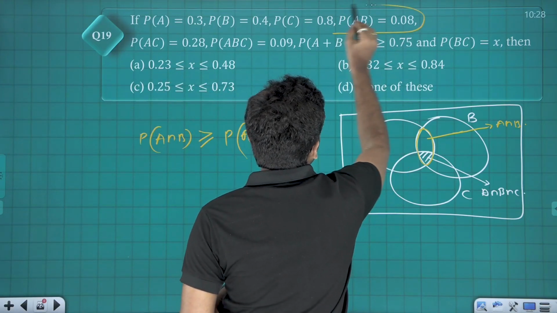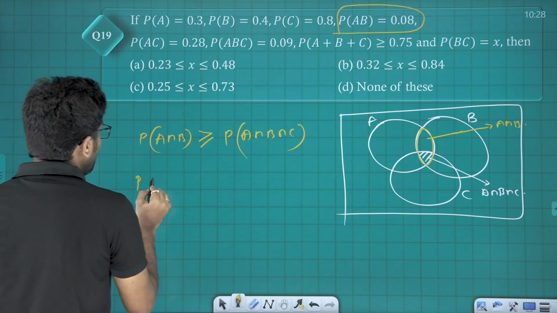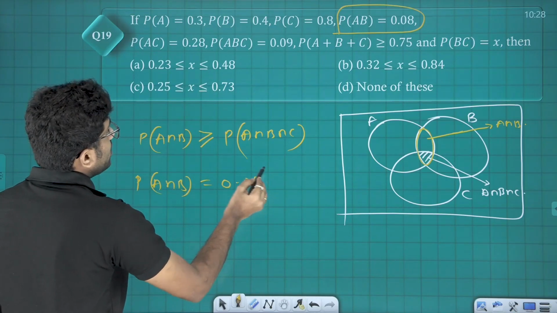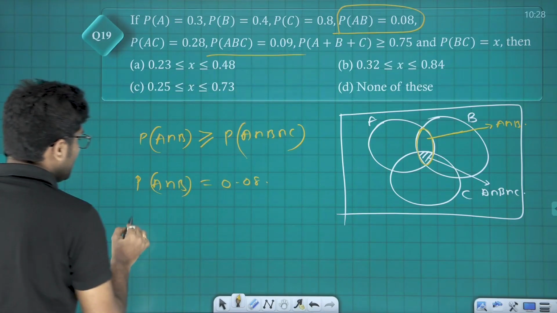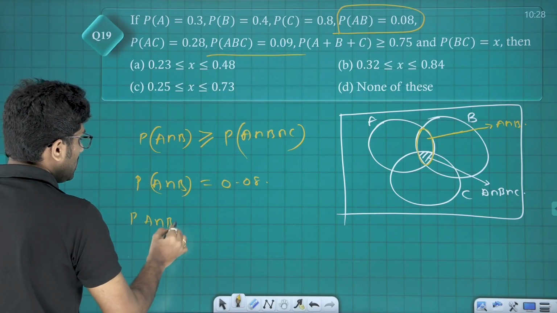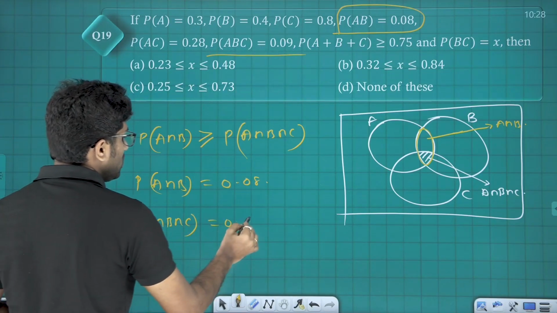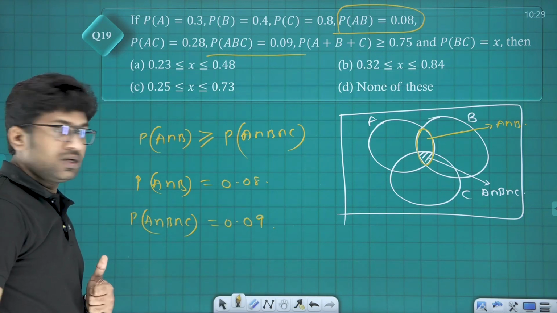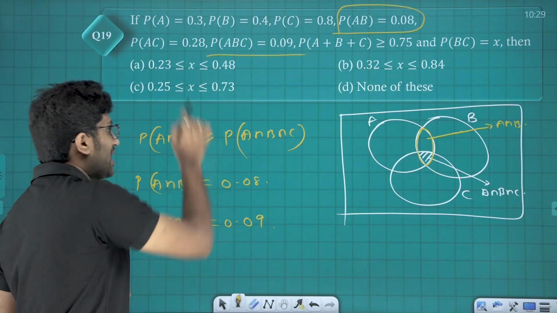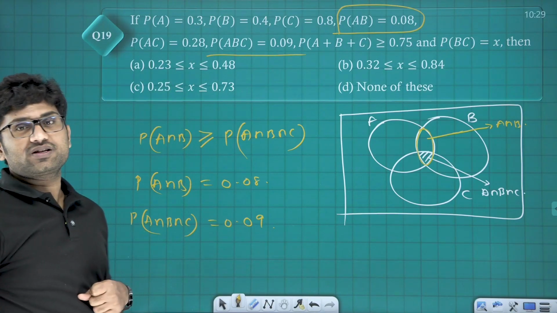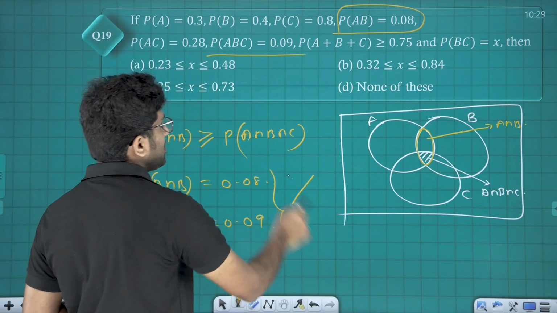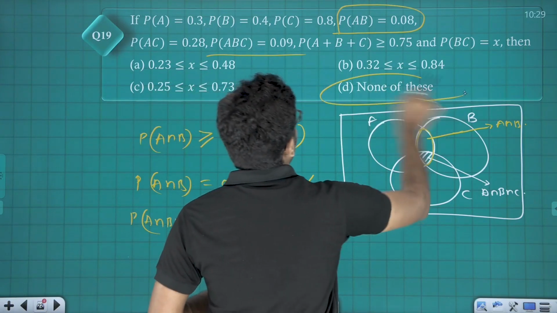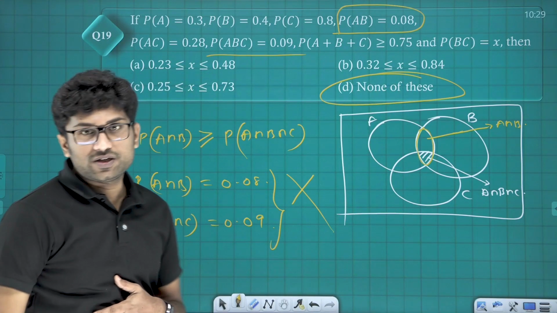P of A intersection B is given as 0.08, whereas P of A intersection B intersection C is 0.09. Is this possible? P of A intersection B can never be less than P of A intersection B intersection C. So this situation itself is not possible friends. So the answer could be none of this.